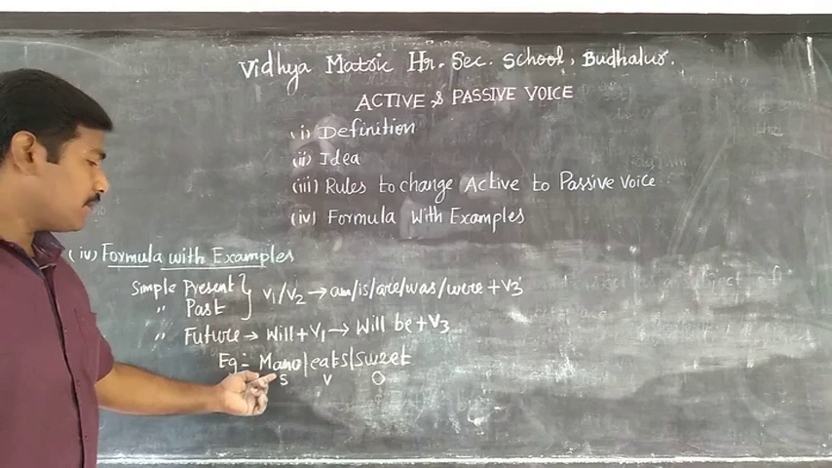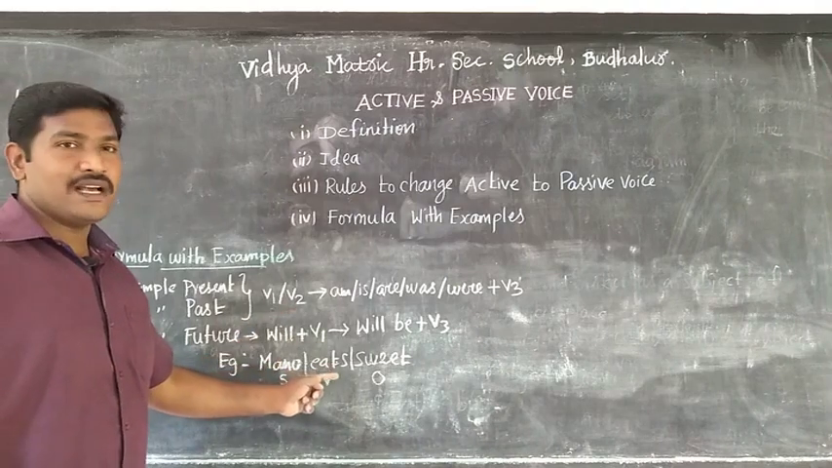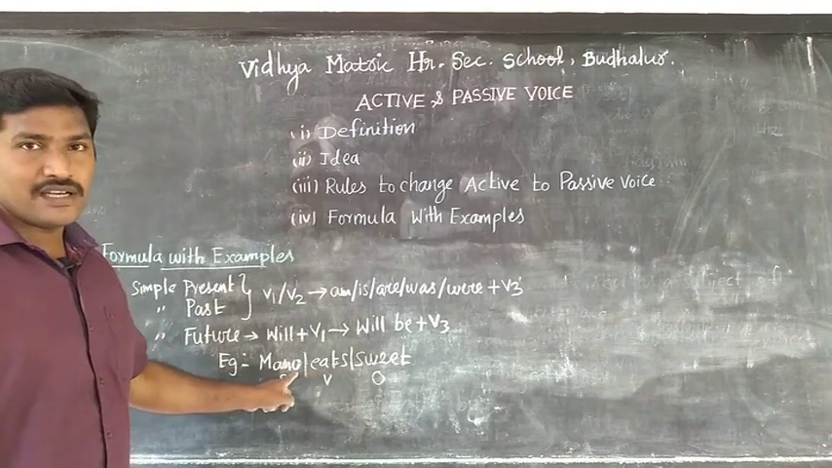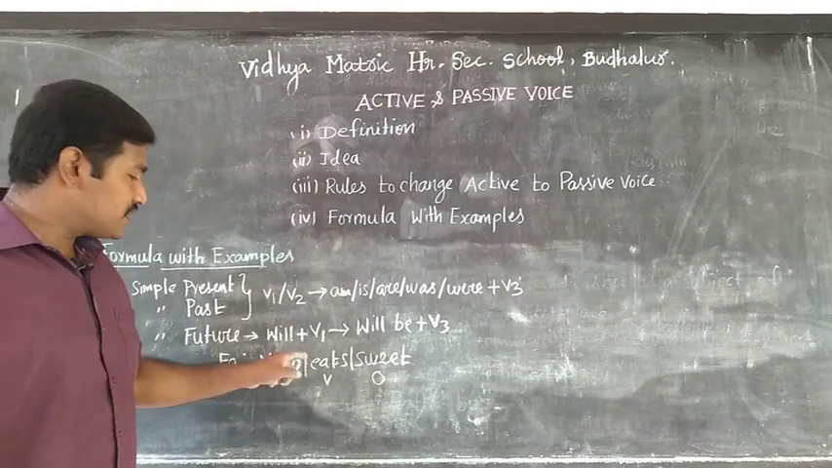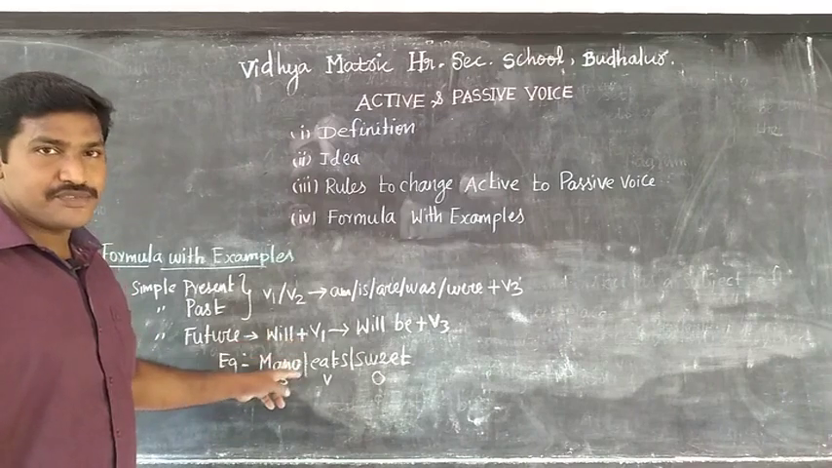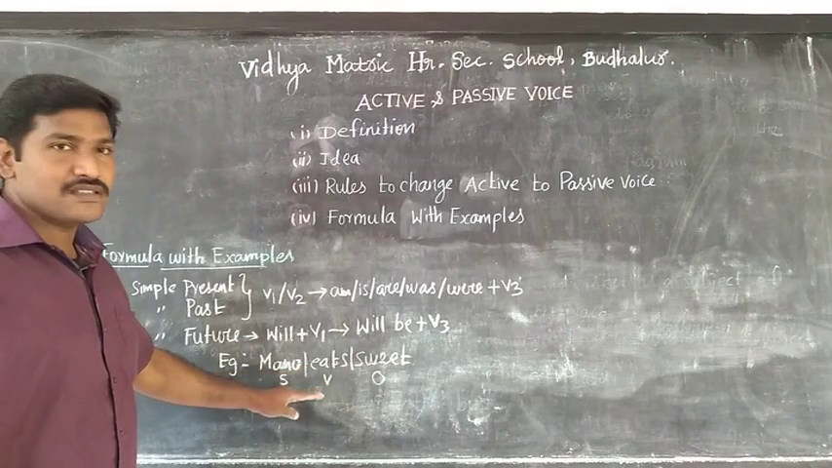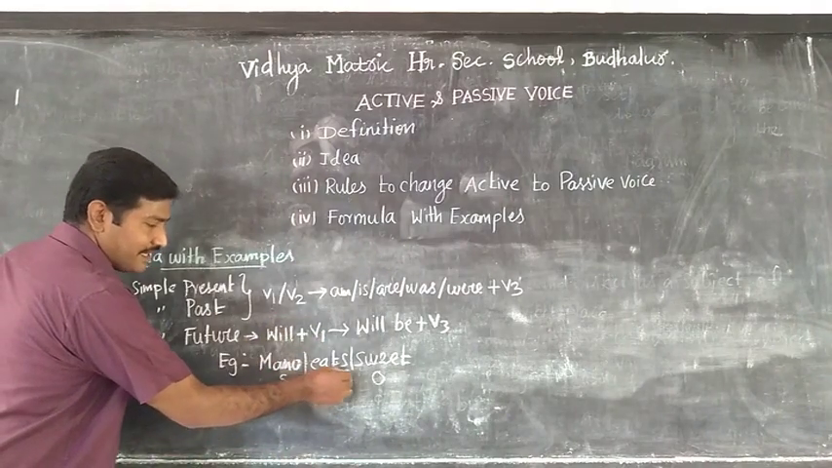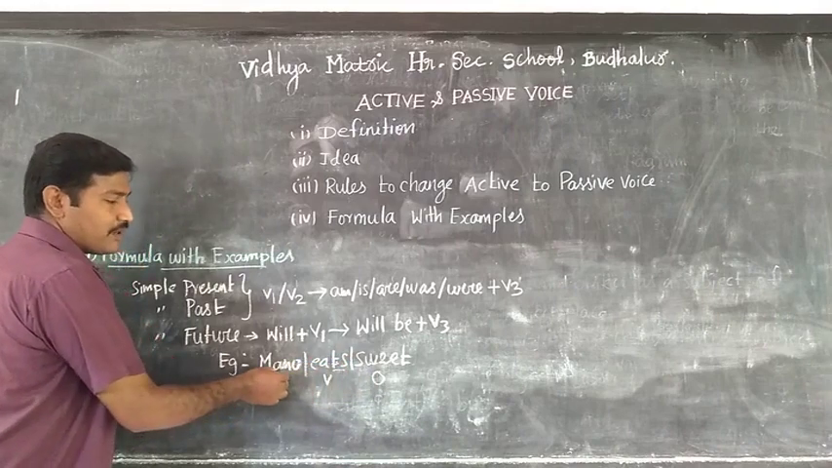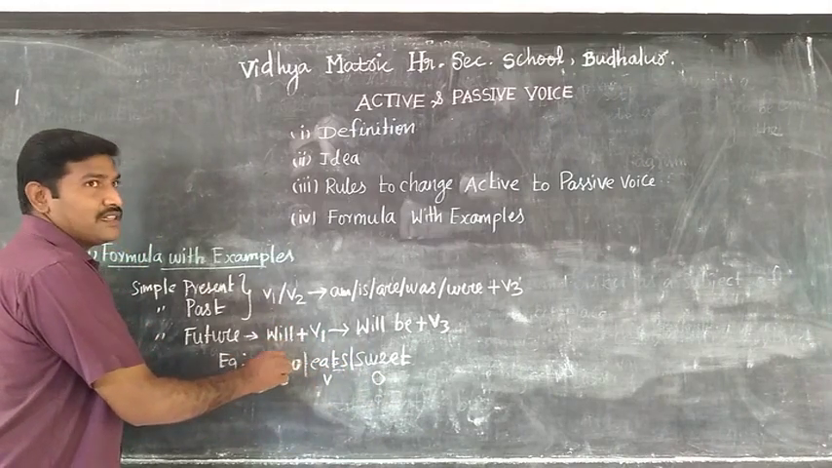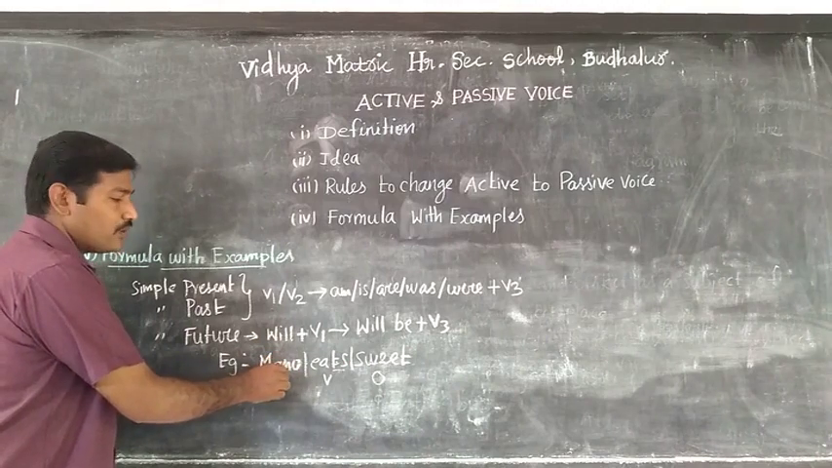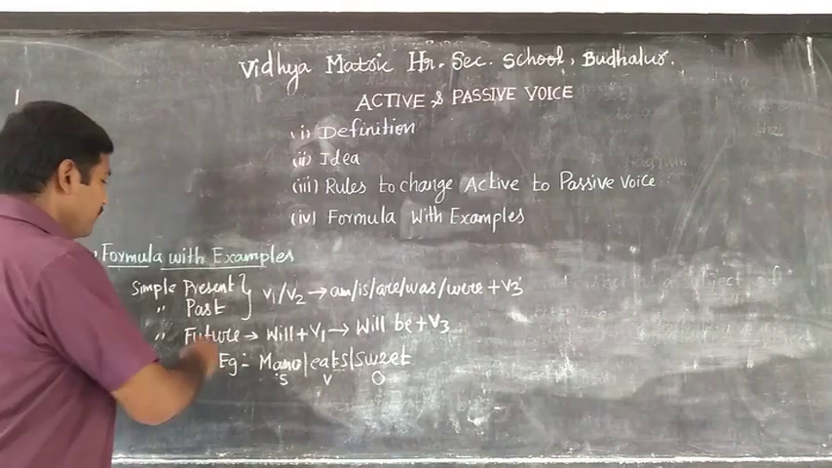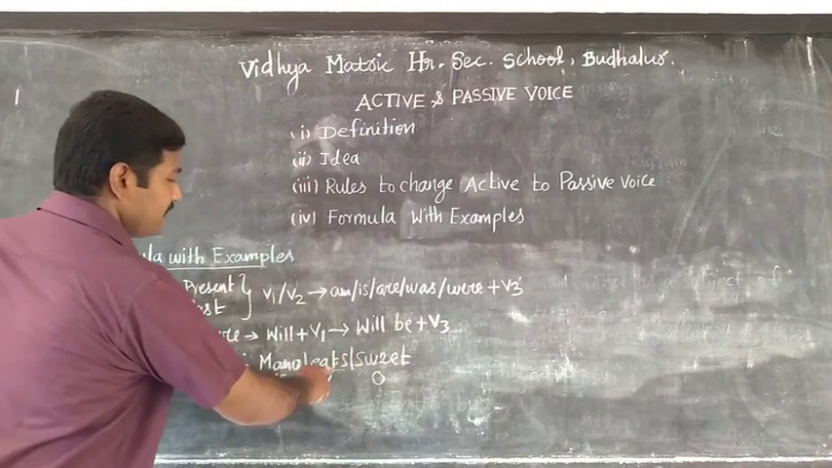Who? Here, Mano has done one action, the action is eat, but the doer of the action is Mano. This sentence starts with the doer of the action as the subject of the sentence, so the sentence is called active voice. The action is done by Mano, and the sentence starts with the doer of the action, Mano, so it is called active voice. Okay, clear? So, Mano eats sweet.